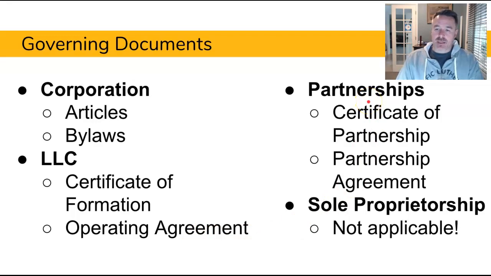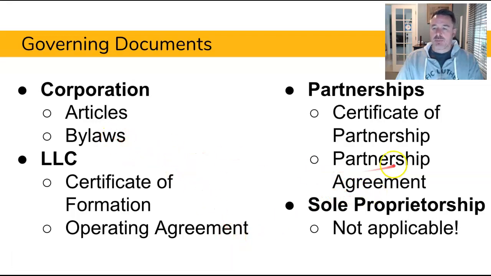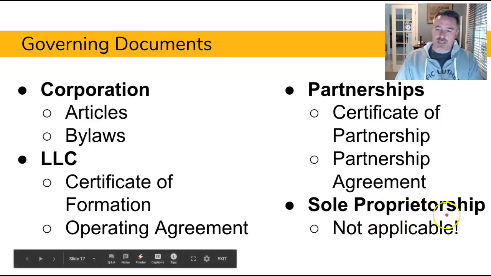Partnerships, it depends on the kind of partnership. If it's a general partnership, there are no requirements. If it's a limited partnership, then you are issued a certificate of partnership, and then you have a partnership agreement, which is optional, just like the operating agreement and the bylaws. But it's the certificate of partnership that you get if you form a limited partnership. Again, remember, a general partnership just comes into existence on its own, and there's no filing with the Secretary of State required. And of course, in sole proprietorships, there's no such thing as required governing documents.